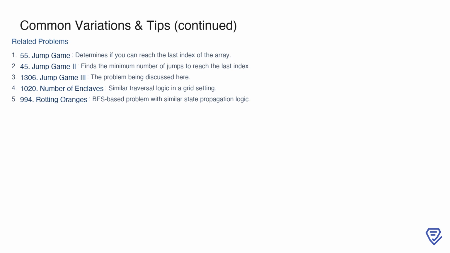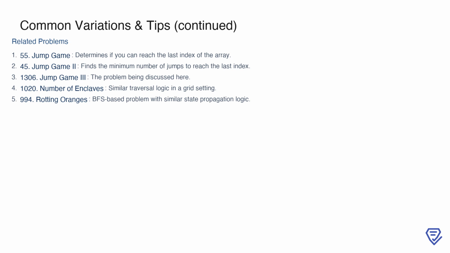This problem shares similarities with other problems, which can deepen your understanding of traversal techniques. For instance, problem 55, Jump Game, asks whether you can reach the last index of the array, while problem 45, Jump Game 2, focuses on finding the minimum number of jumps needed to get to the last index. Both problems emphasize reachability and optimal pathfinding. Jump Game 3, the problem we're discussing, builds on these ideas by adding bidirectional jumps and a specific target value of 0.